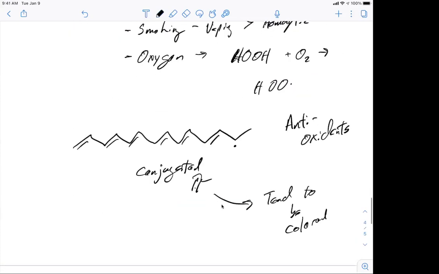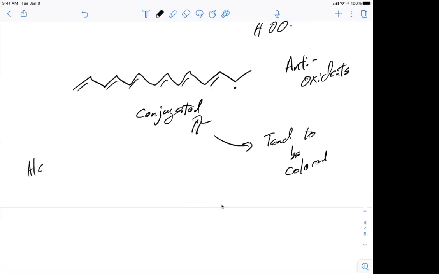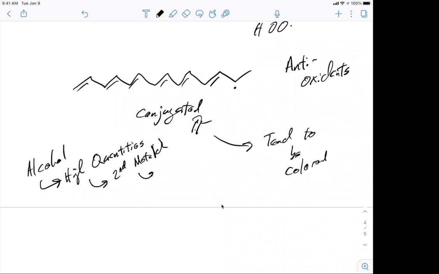The other one I should say is alcohol. In high quantities, and it turns out that high quantities is just as bad as too frequent. High quantities, it kicks into a secondary metabolism cycle that creates radicals in the liver.